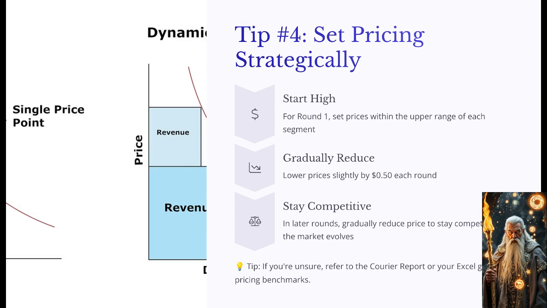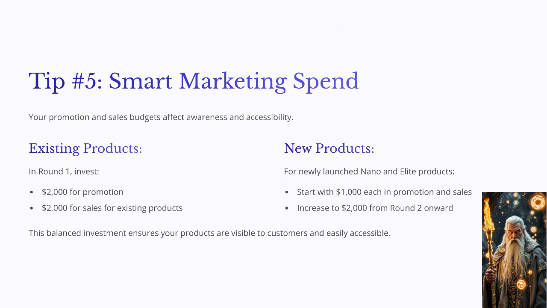Tip number 5, smart marketing. Spend your promotion and sales budgets. They affect awareness and accessibility. In round 1, invest $2,000 for promotion, $2,000 for sales for existing products. For newly launched nano and elite products, start with $1,000 each in promotion and sales. Increase to $2,000 from round 2 onward. This balanced investment ensures your products are visible to customers and easily accessible.